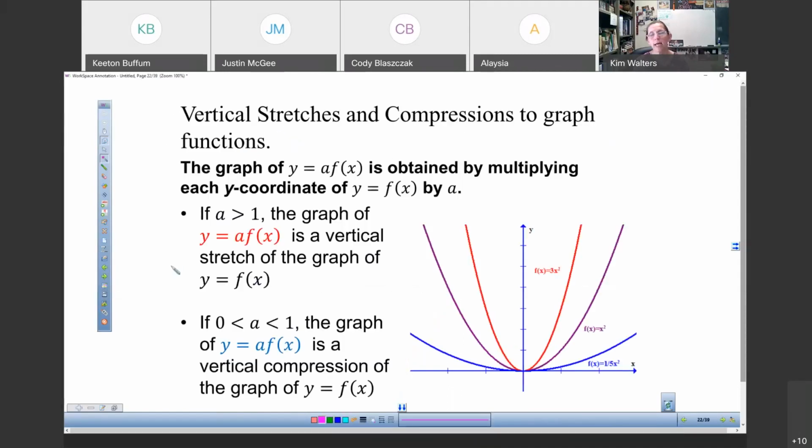The other thing we can do is this thing called vertical stretches and compressions. Now this one, I would probably tell you if you wanted to do a table of values, it's not a bad thing. This one's a little bit harder, but the general concept is we are changing a little bit of the shape.